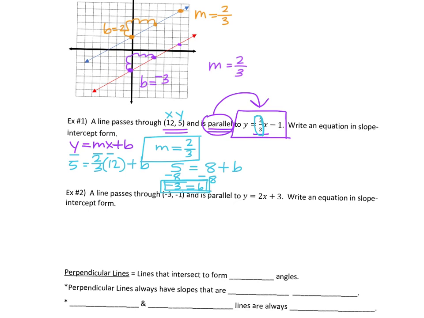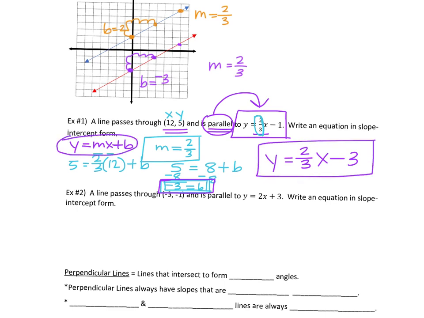So you're going to write y equals the slope, 2/3, times x, minus 3. Minus, because it's a -3 for our b. So this would be your answer, okay? We just took slope-intercept form. We plugged in everything we knew into slope-intercept to find the y-intercept, and then we plugged the y-intercept in.